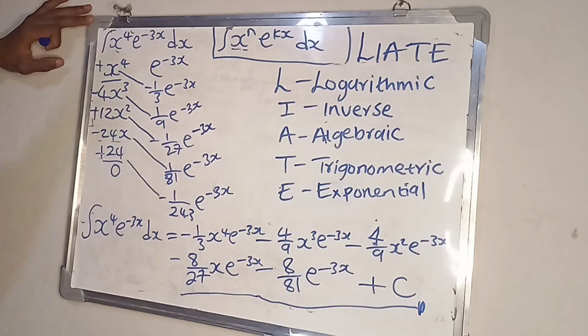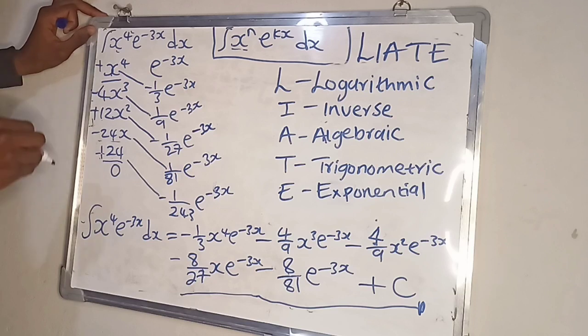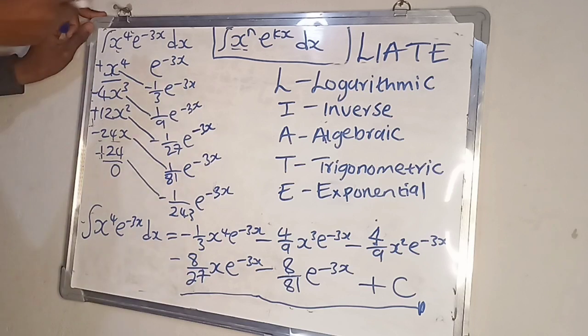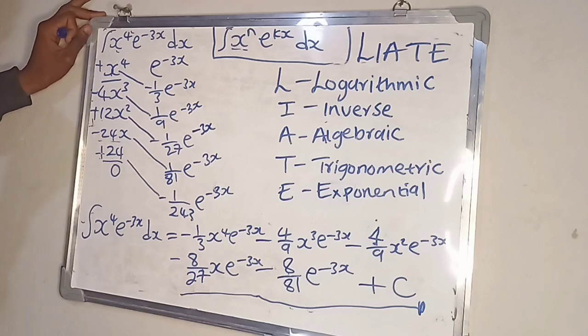One might be wondering, why did we differentiate x to the 4 until it becomes 0 and integrate e to the negative 3x? We are still applying the same integration by parts method, but now we are making it much simpler, just using this method called the diagonal method.